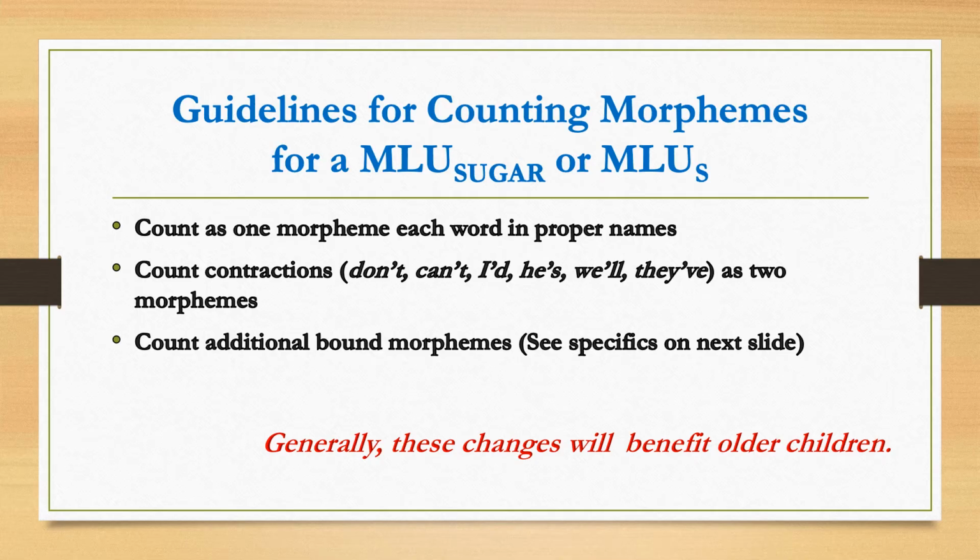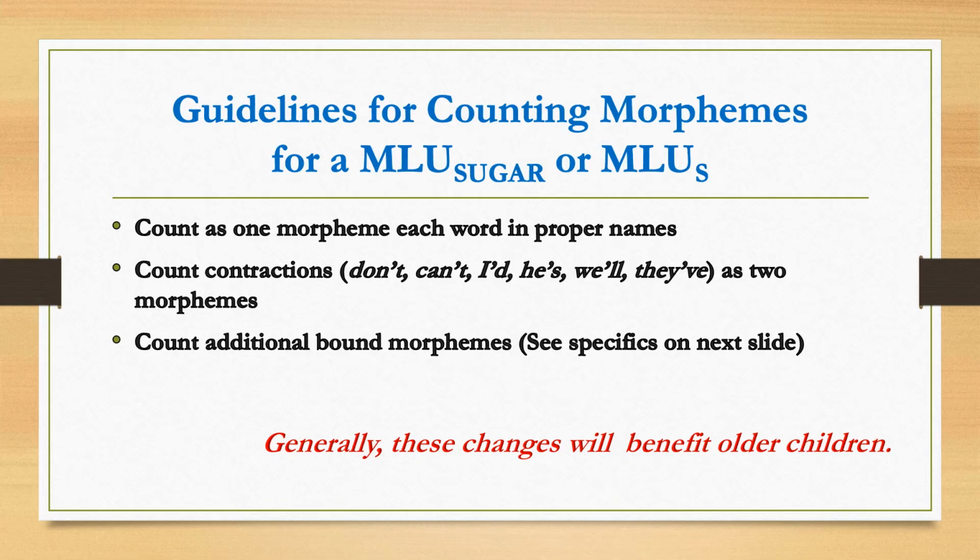In sugar, we count each word in a proper name, because children know by age 4 or 5 that Uncle and Dave are 2 separate words. And we count as 2 morphemes each contraction, including can't, don't, and won't, which Brown said to count as 1. Don't confuse yourself with who said what. I only mention Brown as a contrast. Simply remember, any contraction will be considered to contain 2 morphemes.